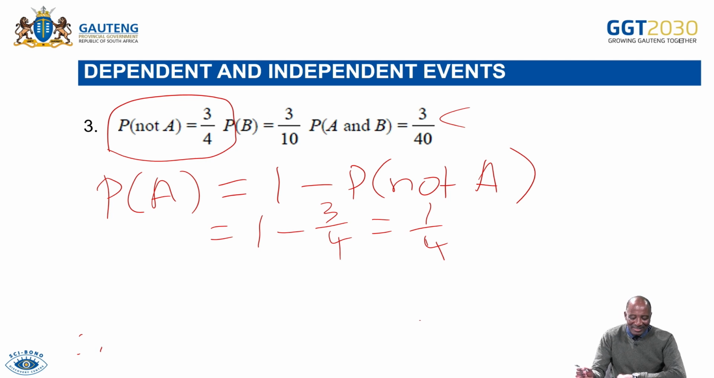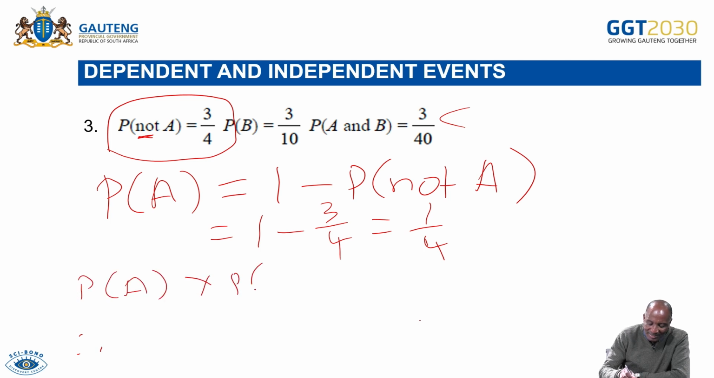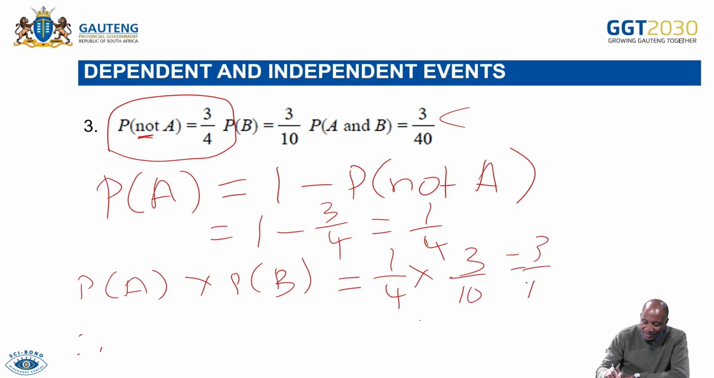You are very observant. This probability of not A is the one that is given, but we want the probability of A and B. So we needed to find the complement first: probability of A, which is 1 minus the probability of not A, which is 1 minus 3/4, giving us a quarter. Therefore, probability of A multiplied by probability of B gives us 1 divided by 4 multiplied by 3 divided by 10, which will then give us 3 divided by 40.